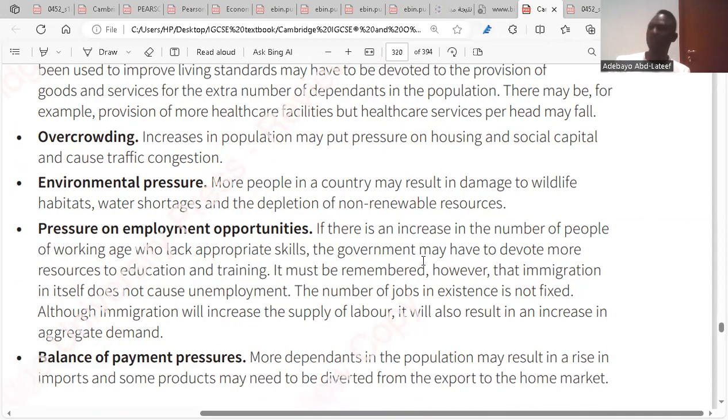Then environmental pressure. More people in the country may result in damage of wildlife, habitat, water shortages, and depletion of non-renewable resources. If population continues to increase, there's possibility that we start taking away green lands so that we can build more houses, construct more roads, more offices, and habitat will be lost. Is it clear? And resources will be used, especially non-renewable resources.